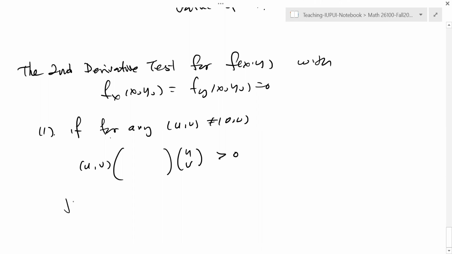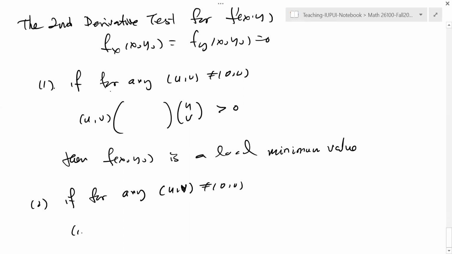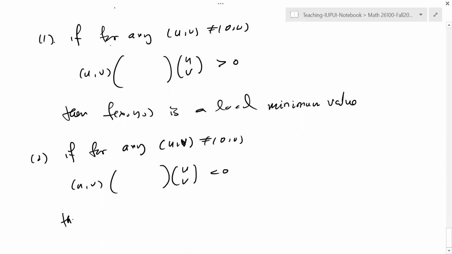Then this one is a local minimum value. And similarly, if for any (u, v) not equal to 0, this product is negative, then this is going to be the local maximum value.